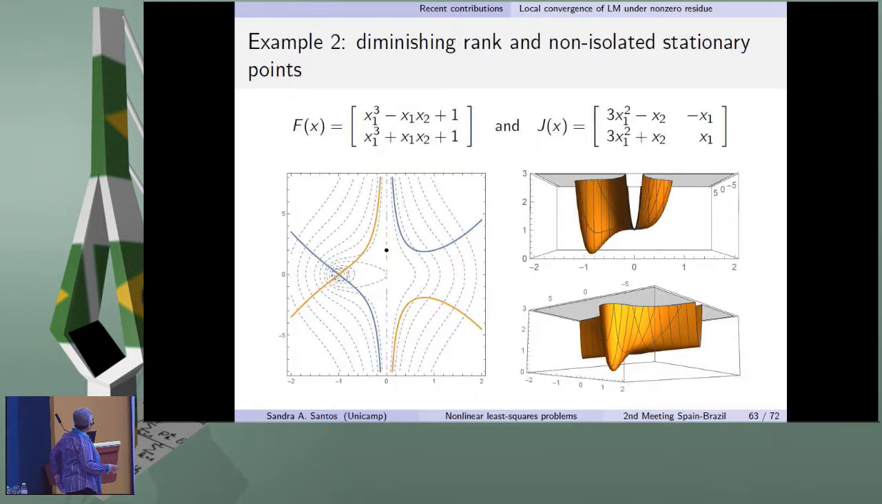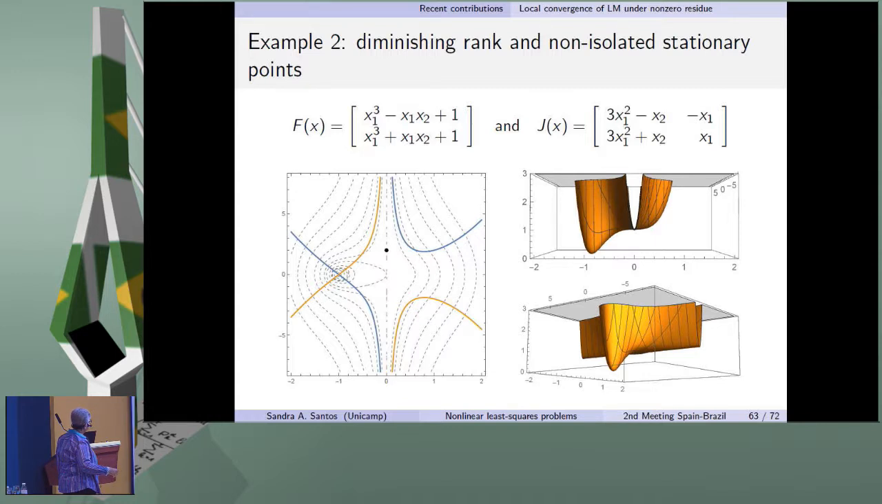In the second example, we have also two residual functions, but now the rank of the Jacobian diminishes as we approach the stationary points. There is a global solution.